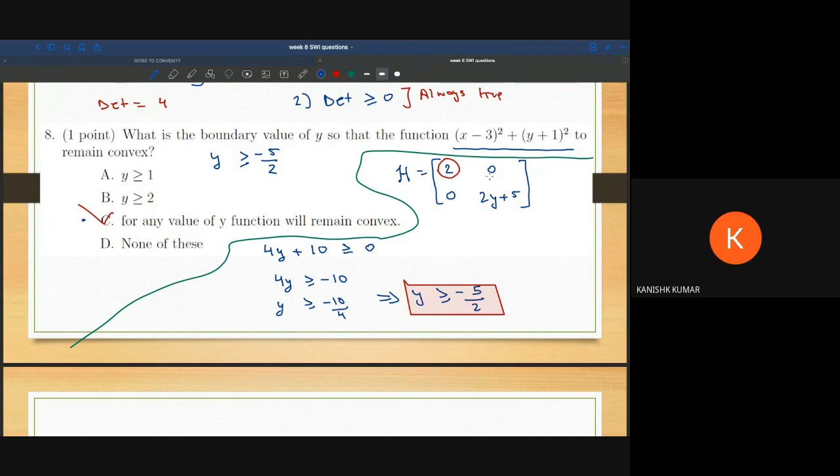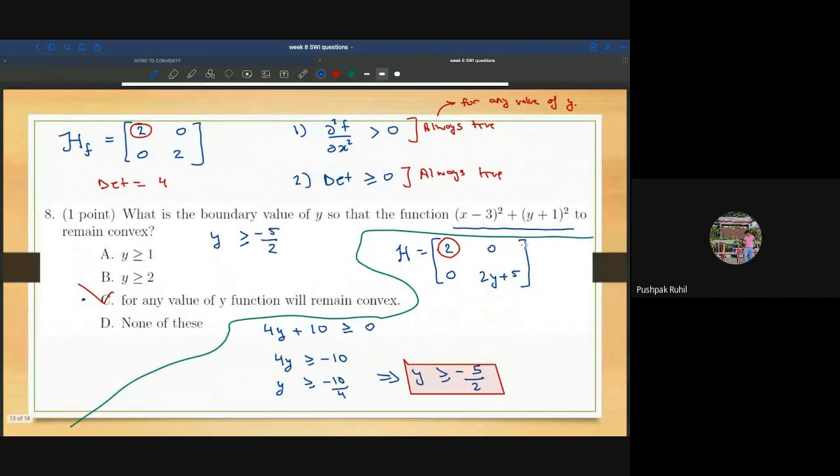Could you please explain this question again? Is it Question 8 or the particular question I took? After these two conditions are satisfied, we said that option C is correct: for any value of y, the function will remain convex. Consider this to be your question 9, another question.